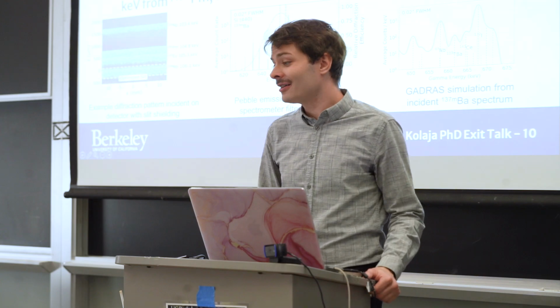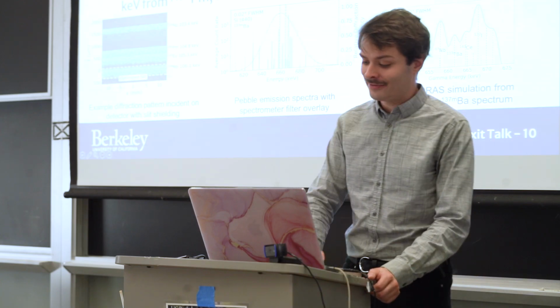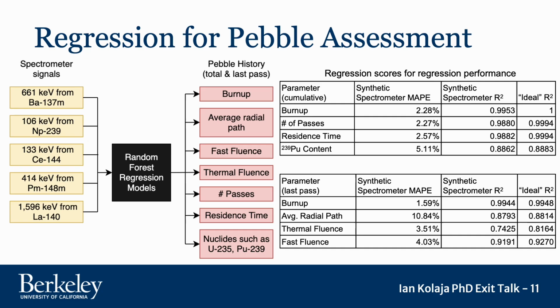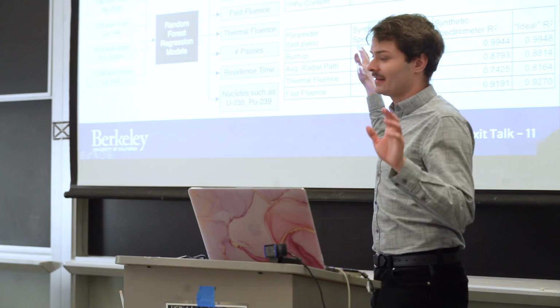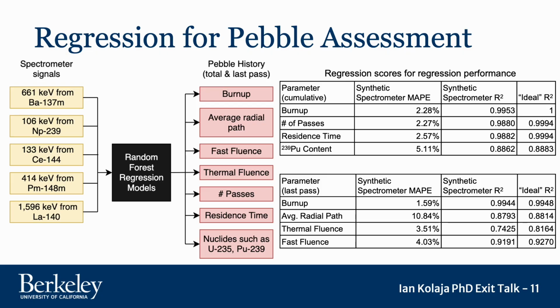You can use lanthanum bromide or something like that. So now we have synthetic spectrometer signals for each pebble. I trained machine learning regression models on these signals to predict the pebble properties that we care about. And I compare this to the ideal case where we have the simulated concentrations and we're using that as input. And you can see that the R squareds are pretty comparable.